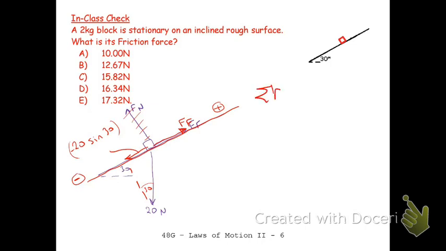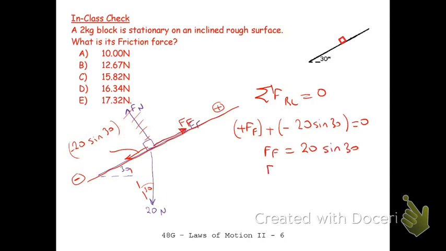The sum of the forces along the red line equals 0, plus FF added to minus 20 sine 30 is equal to 0. FF is equal to 20 sine 30. FF is equal to 10 newtons. Positive 10. It's pointed in the positive direction.